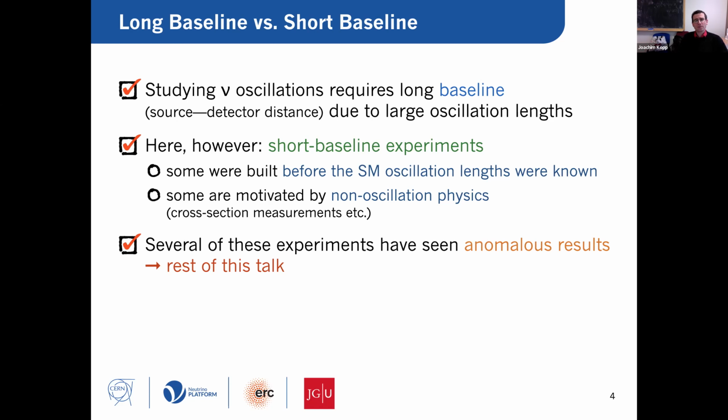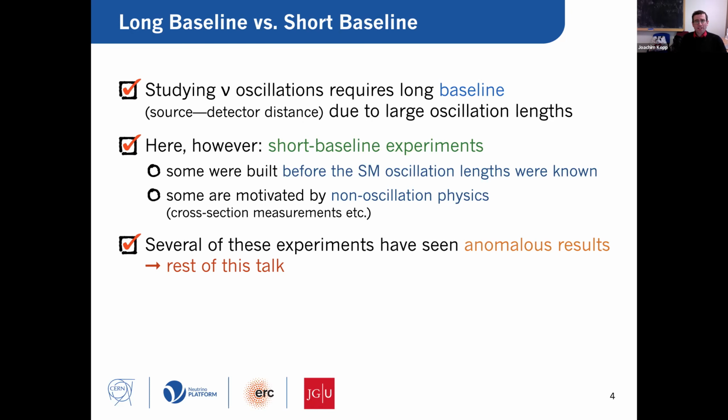So you may ask, why would anyone do short baseline experiments if the thing to do to answer these fundamental questions is long baseline neutrino physics? Well, some of the experiments that I'm going to talk about were built or planned before the standard model oscillation lengths were actually known. So at the time, we had no idea what the neutrino masses would be and if they would be non-zero at all. And so people tried to look for oscillations at all kinds of different length scales. And of course, they started at short baseline because that's where it's easiest, because that's where you get the largest event rates.